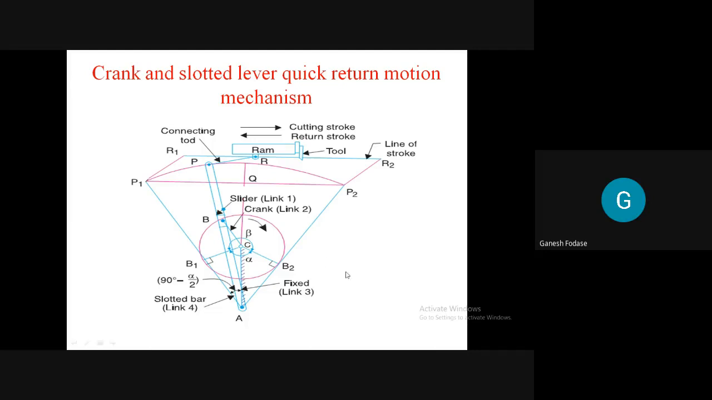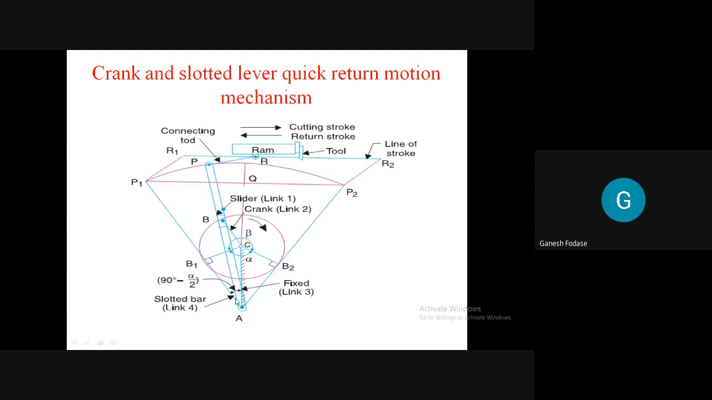Now see, before saying all this about the mechanism, just focus on the links. See link number 2. Which one is this link number 2? Crank. Clear? I hope the arrow is visible. If the arrow is visible, then only it is clear. Yes, sir. Okay, so this link number 2 is a crank. This one is link number 3, which is fixed. Now the fourth link. You know which one is the fourth link here? The slotted bar or frame.